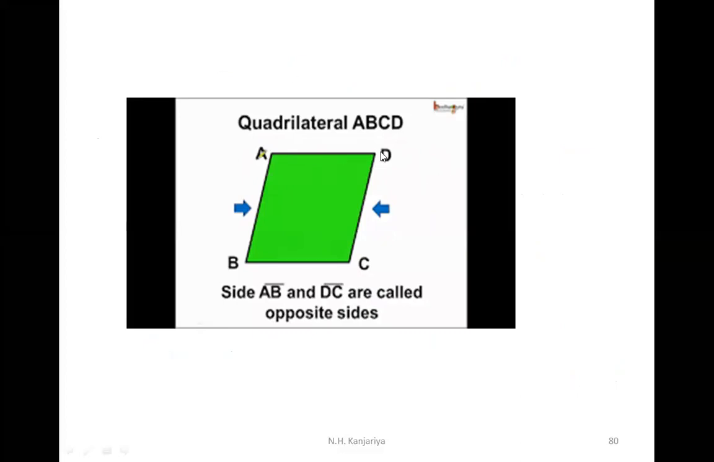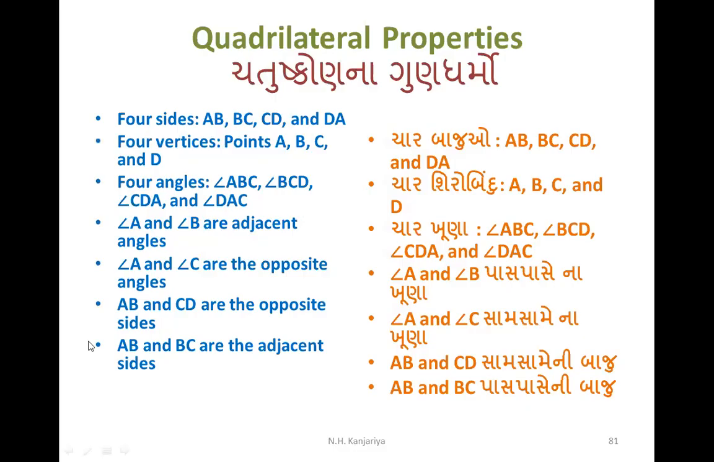So A and D are adjacent angles. AB is again adjacent, BC is again adjacent, and so on. So here A and C are opposite, A and B are adjacent angles. Opposite and adjacent sides. So remember all these things.